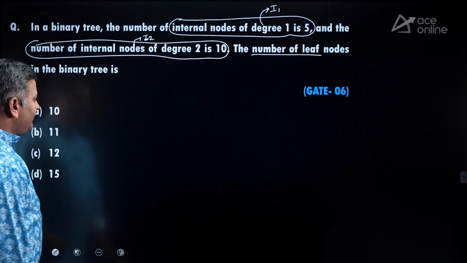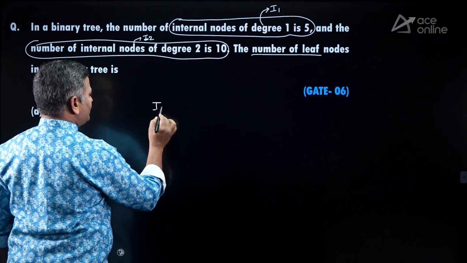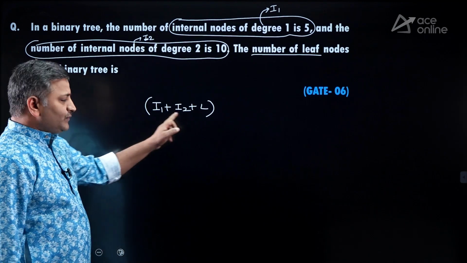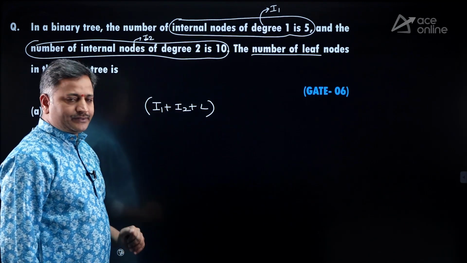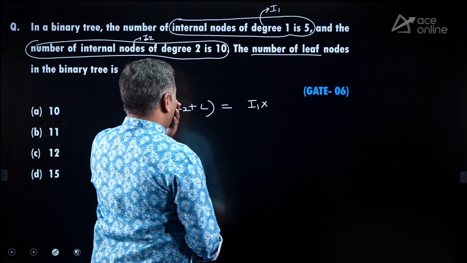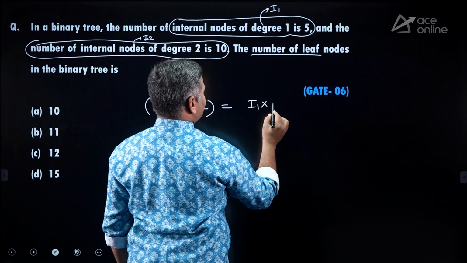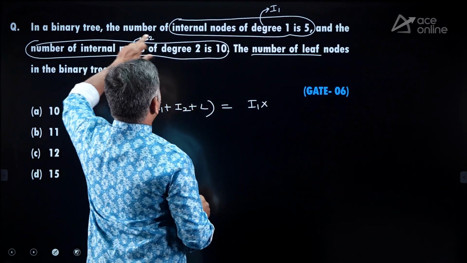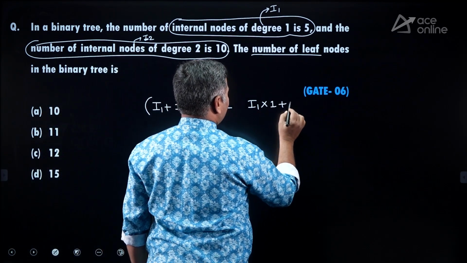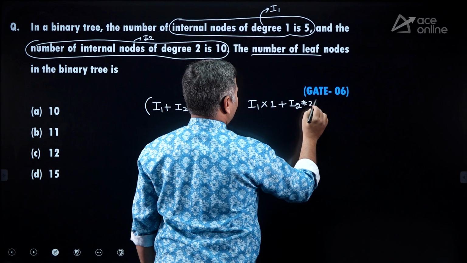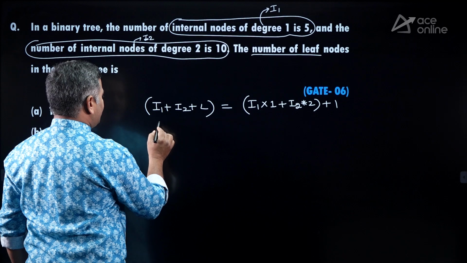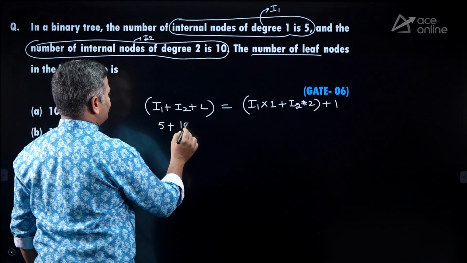And the number of leaf nodes they are asking now, right? We have one formula: total number of nodes, internal nodes I1 plus I2 plus leaf nodes. Have you remembered this formula? Total number of nodes, means internal nodes plus leaf nodes, is equal to I1, internal nodes of degree 1. How many internal nodes are there? That is 5 internal nodes. Let me take here I1, internal nodes of degree 1, plus I2, internal nodes of degree 2, plus 1. This is what we discussed earlier, right friends? Here I1 indicates 5 internal nodes and I2 indicates 10 internal nodes.